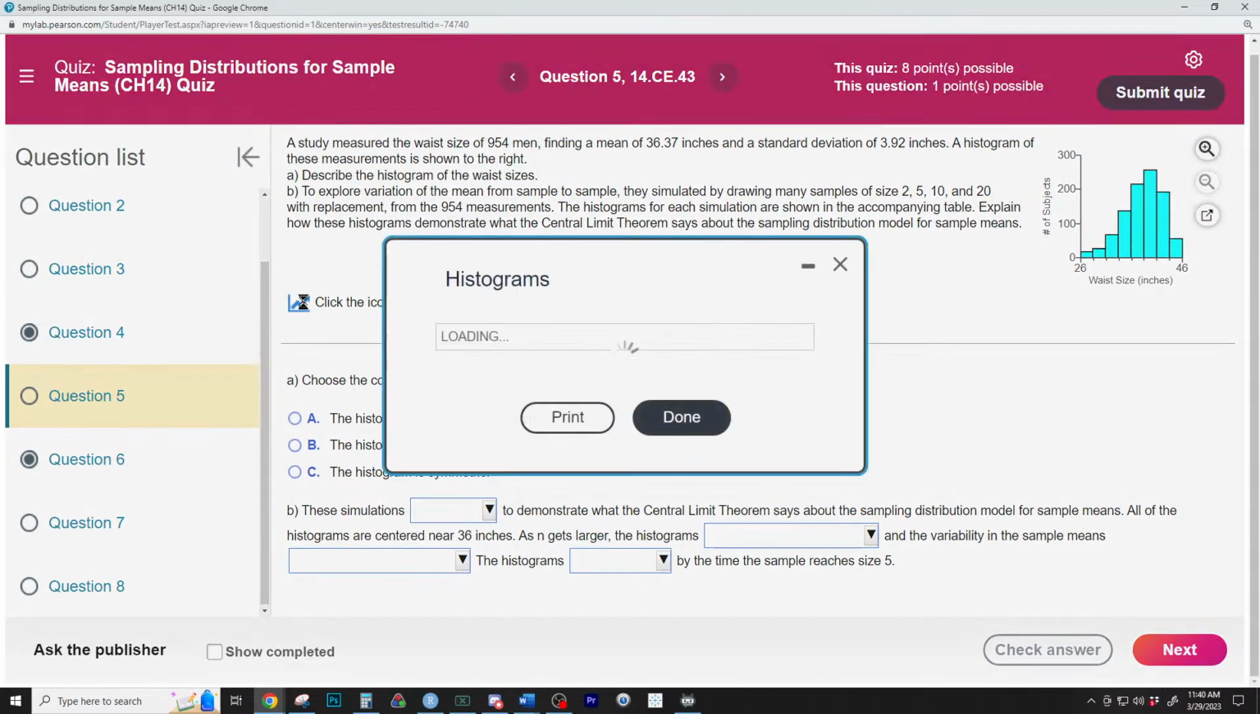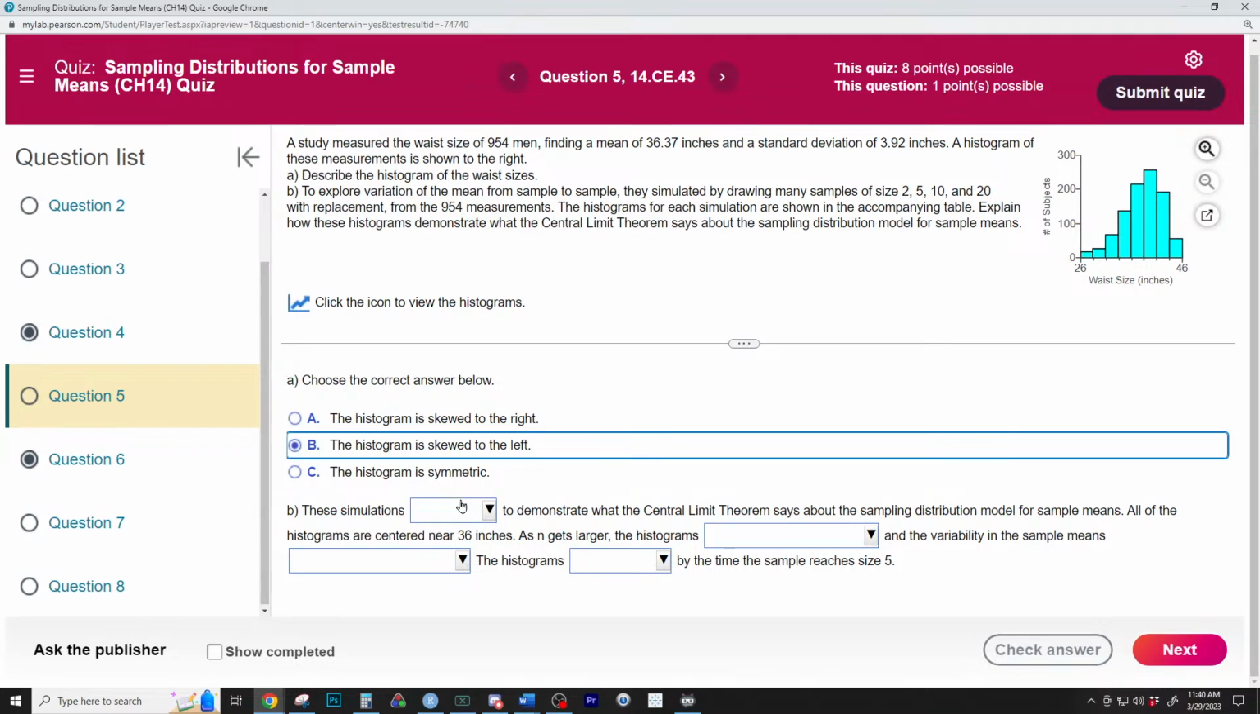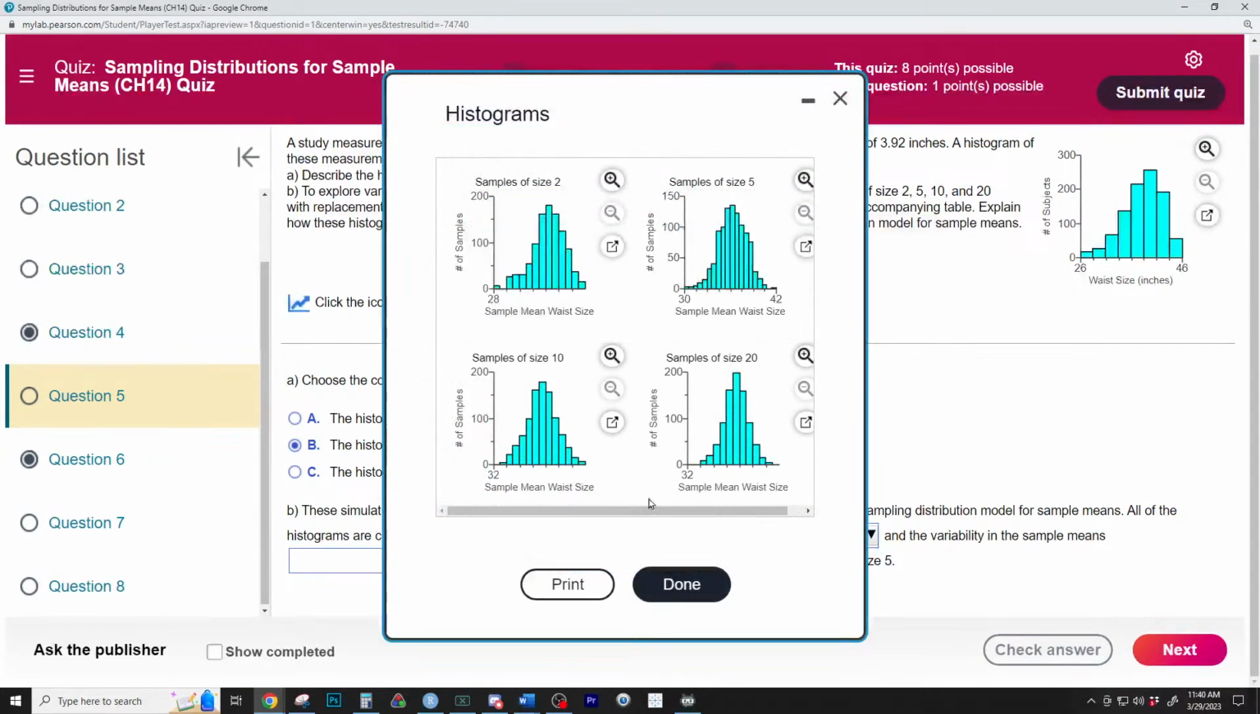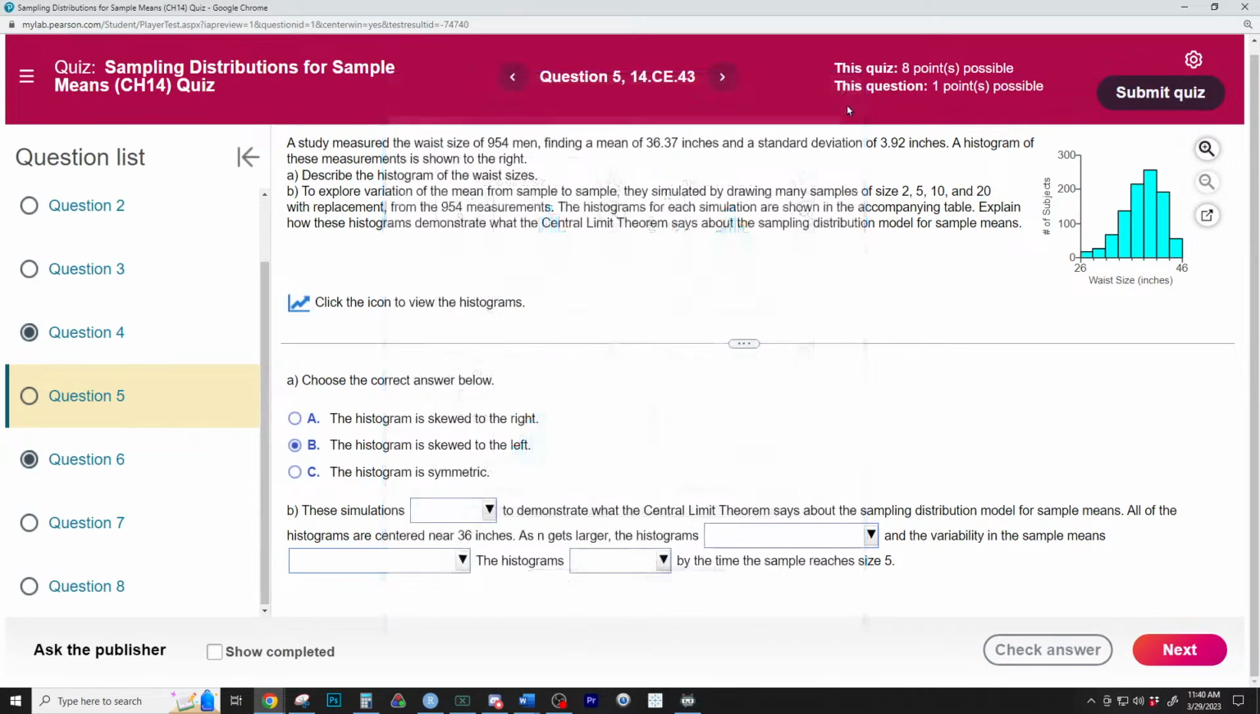So let's see right here, describe the histogram of waist sizes. Well, the original histogram has a left skew to it. These simulations right here are going to show that it becomes normal. And this is going to be the tough part: if they're asking when it becomes normal, it might be around 10. I think 10 is good enough. So we're saying probably when does it meet the nearly normal large enough n?